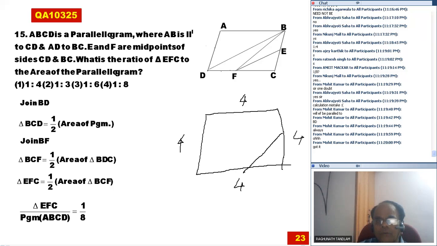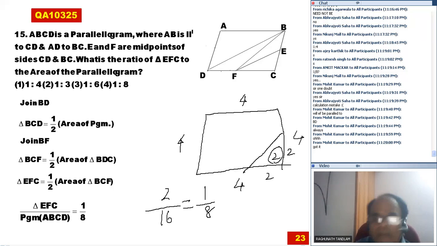2, 2. What's the area of this triangle? 2. What's the area of the biggest square? 16. What is 2 by 16? Is a square a parallelogram? Is a square a parallelogram?